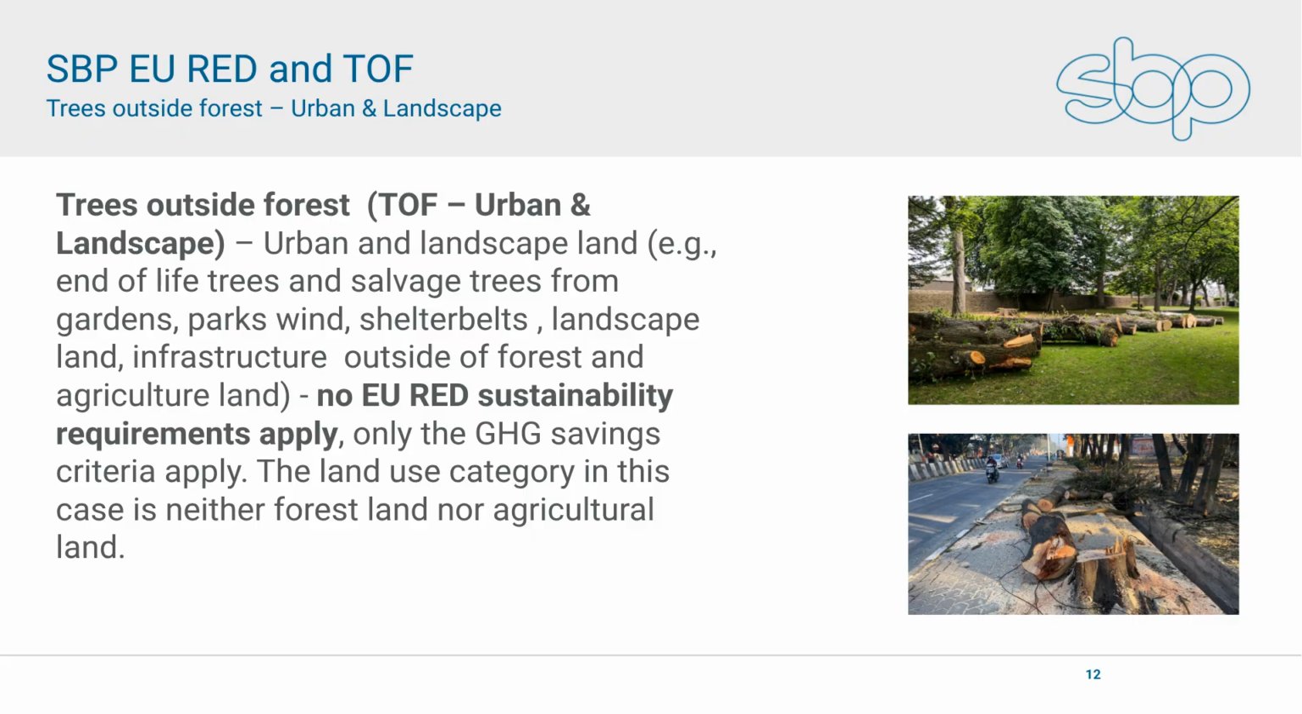To make things slightly more complex, sustainability criteria apply differently to trees outside forest, or TOF. The first category is TOF from urban and landscape land, for example, end-of-life trees and salvage trees from gardens, parks, shelter belts, landscape areas, and infrastructure outside forests and agricultural land. For this TOF category, no EU RED sustainability requirements apply. Only GHG savings criteria apply, because the land use category is neither forest land nor agricultural land. This is good news from the EU RED perspective.